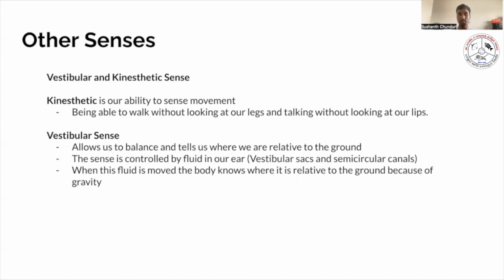And our vestibular sense is our balance sense. Essentially, if you've ever been on those roller coasters where they rotate you really fast and then you feel really dizzy afterward, that's because your vestibular sense was messed up, and the fluid in the ear, in the cochlea, was moved really rapidly. And when this fluid is moved, the body knows where it is relative to the ground because of gravity. So if I'm upside down, then the fluid is going down, so I know that I am upside down. That's how the body knows where it is relative to the ground.